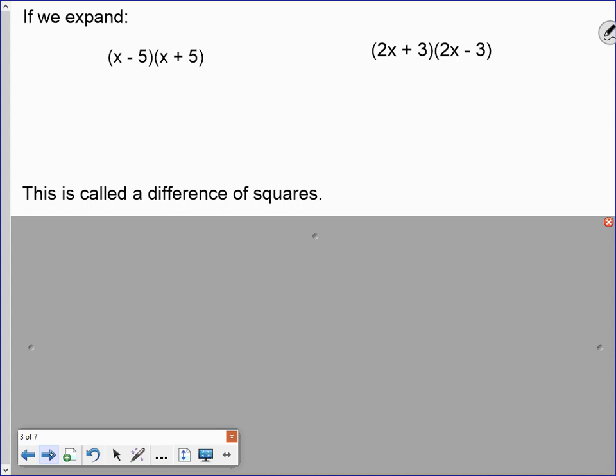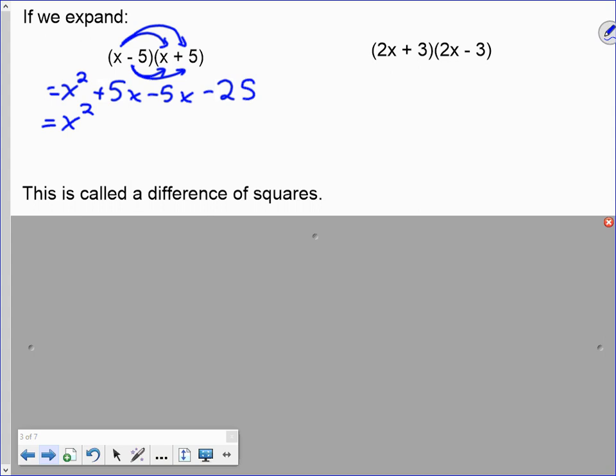A special case of expanding binomials comes when we have something that looks like this, x minus 5 times x plus 5. What happens when we apply the FOIL rule here? x times x gets us x squared, x times positive 5 gets us plus 5x, negative 5 times x gets us negative 5x, and negative 5 times positive 5 gives us negative 25. We collect our like terms, and we get x squared; the plus 5x and minus 5x cancel out, so we don't have anything in the middle, and we're just going to have negative 25. This is called a difference of squares.